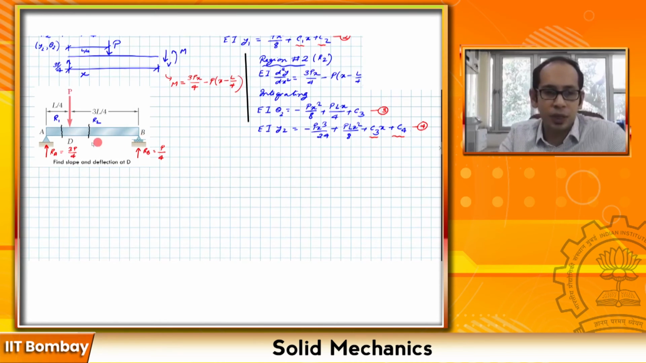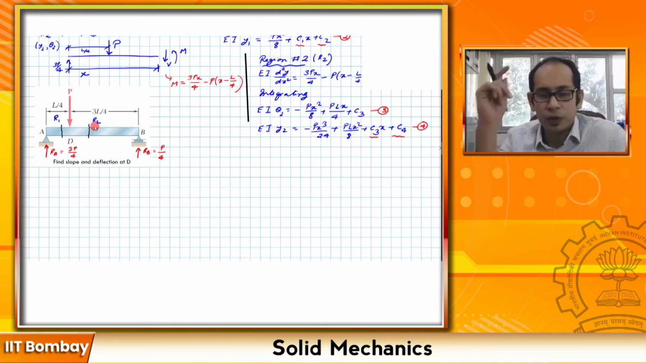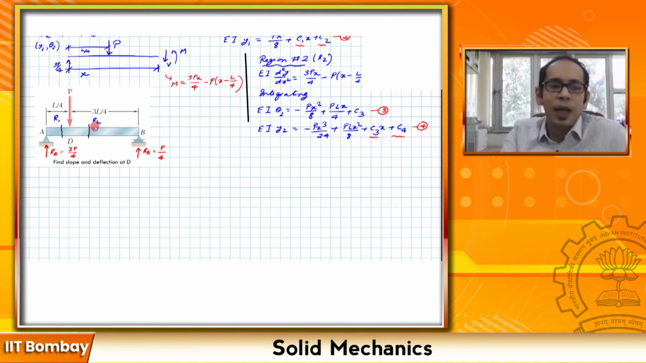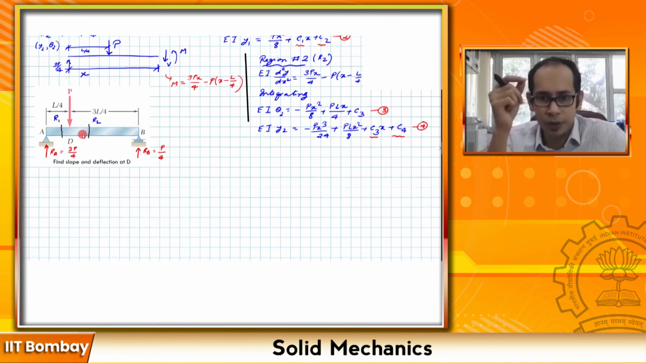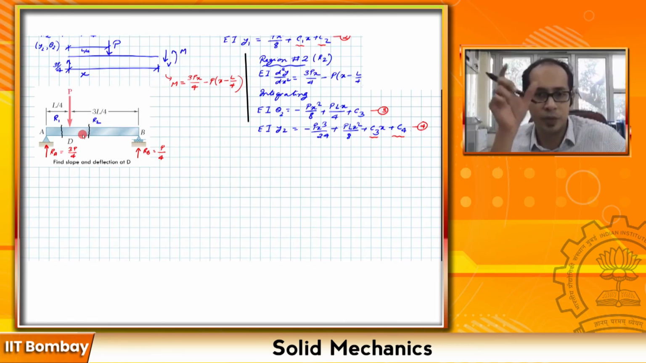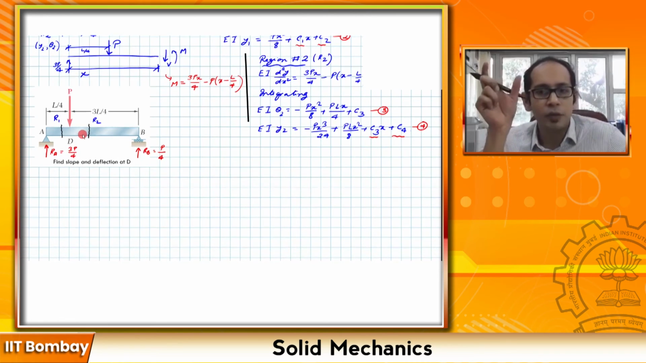The other expressions we can use are at exactly this particular point, x equals L over 4. If you are coming from region 1, the theta you will get at x equals L over 4 must be equal to the theta if you're dealing with region 2. So that is the continuity of the slope. Similarly, whether you're coming from region 1 or region 2, the value of the deflection must be the same. The deflection is just one unique point, that cannot be different if you're coming from the left, dealing with region 1, or from the right, dealing with region 2. So we have the expressions for displacement continuity as well as slope continuity.